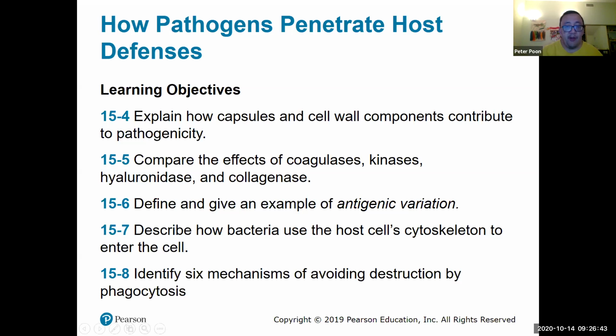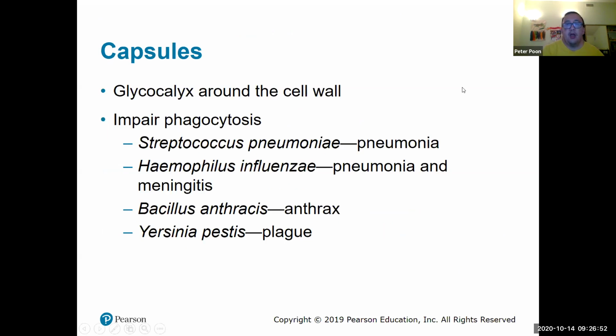3.4, you definitely have to know this one. We talked a little bit about glycocalyx, but we just mentioned it briefly. One of the things about glycocalyx is that it's slippery and it allows the bacteria to somehow prevent phagocytosis, and they do it in slightly different ways.